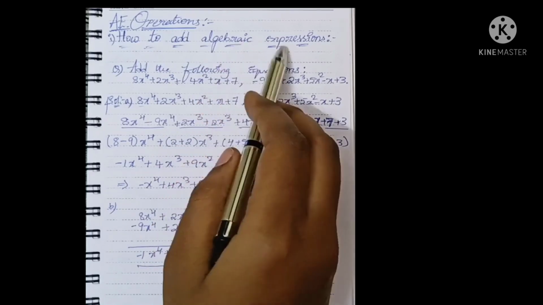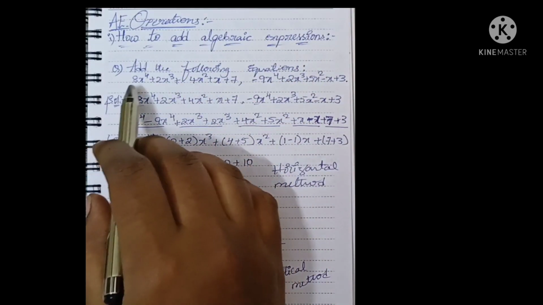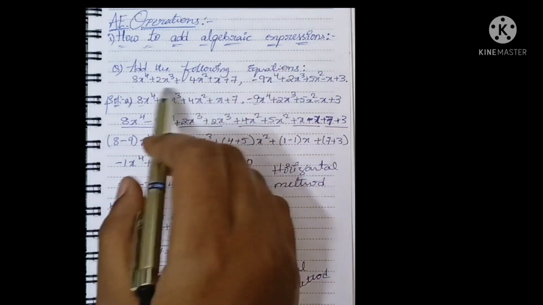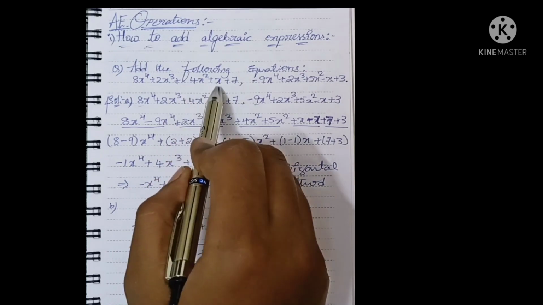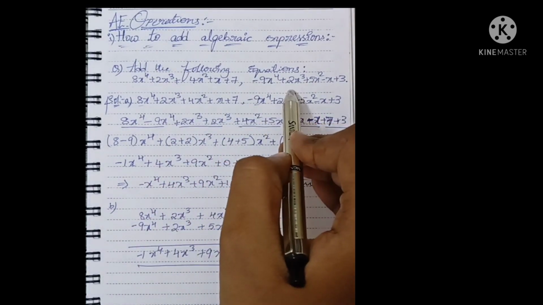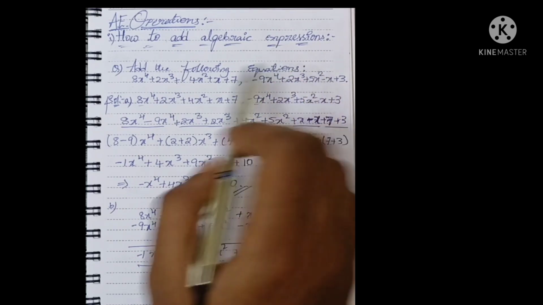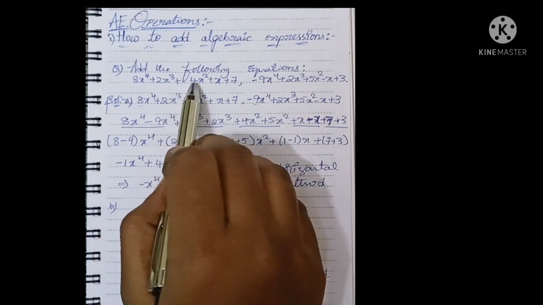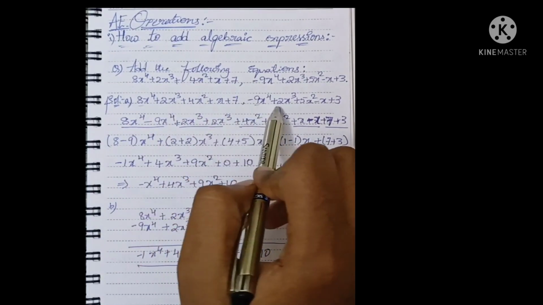How to add algebraic expressions? Let us understand through a problem. Add the following expressions: 8x^4 + 2x^3 + 4x^2 + x + 7, and -9x^4 + 2x^3 + 5x^2 - x + 3. So firstly we need to write down the expressions which are given in the question. Those are these two expressions.